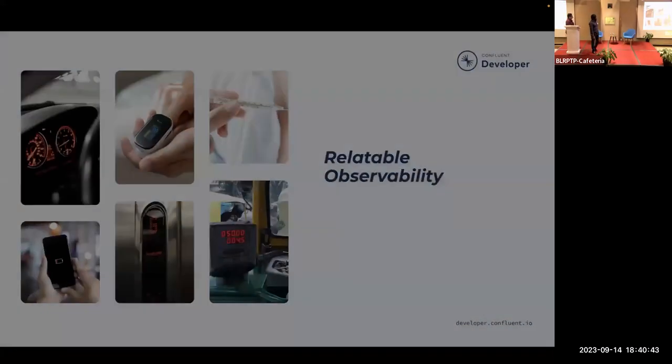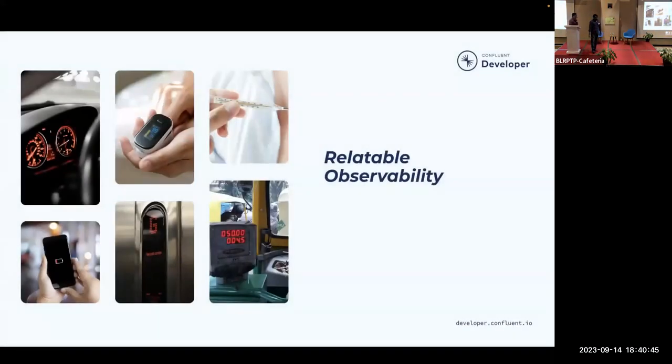Real world scenarios apart from our engineering life. These are some of the examples of observability: the dashboard in your vehicle, your phone battery charge status, etc.